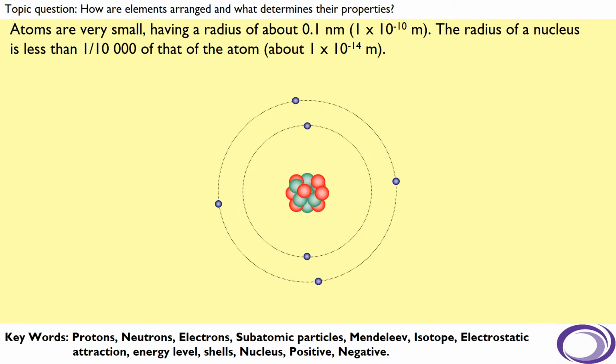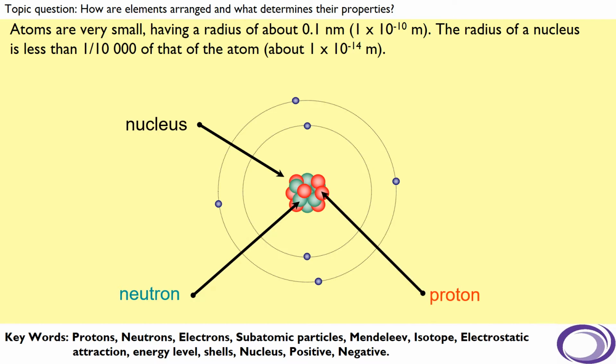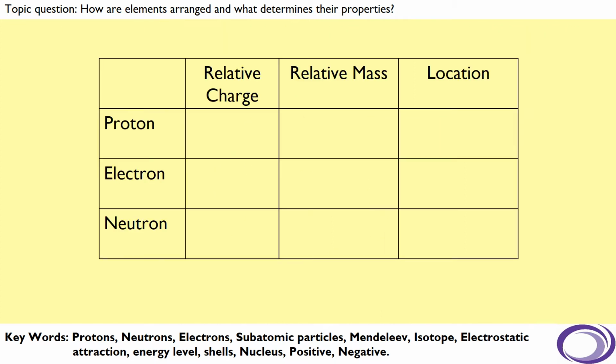Now you should know that we have a nucleus in the centre, and this consists of neutrons and protons, and surrounding that nucleus we have electrons in their shells. Now we need to make sure that we know the relative charges and the relative masses of each of these subatomic particles, and that's what we refer to protons, neutrons and electrons. The protons have a relative charge of +1 and a relative mass of 1, and their location is in the nucleus.